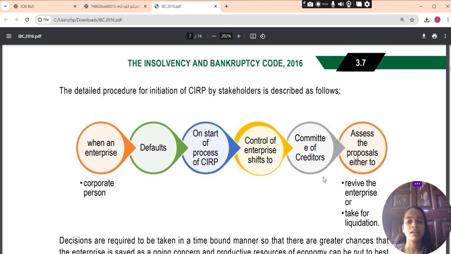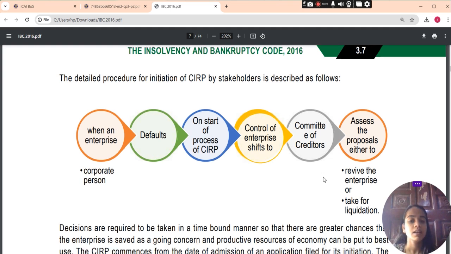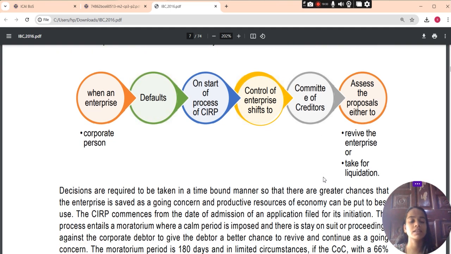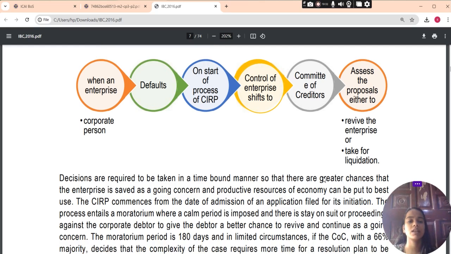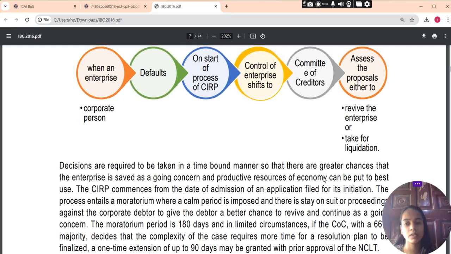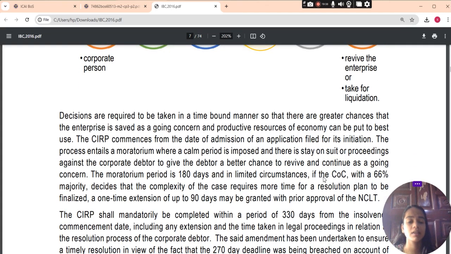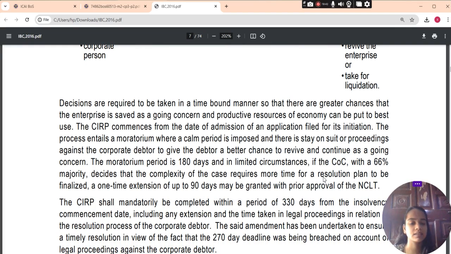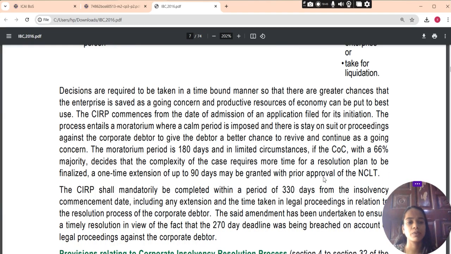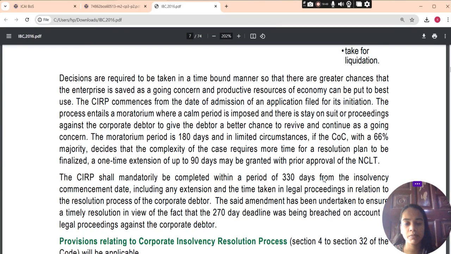When an enterprise or corporate person defaults, on start of the process of CIRP, control of the enterprise shifts to the committee of creditors, which assesses the proposal either to revive the enterprise or take it for liquidation. Decisions are required to be taken in a time-bound manner so that there are greater chances that the enterprise is saved as a going concern and productive resources of the economy can be put to best use. So CIRP commences from the date of admission of an application filed for its initiation.